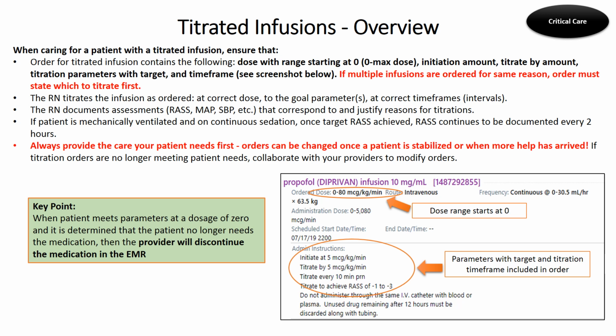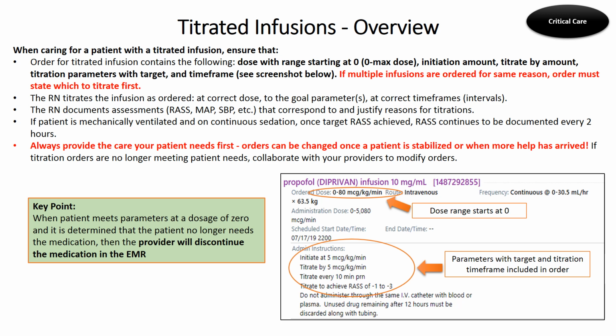If there's multiple infusions for the same reason, the order has to say which one you can titrate first. So if you are coming down on drips or up on drips or whatever, you have to have instructions as to which ones you can titrate first. So the RN titrates the infusion as it's ordered. The RN documents the RASS that corresponds to and justifies the reason for the titration.